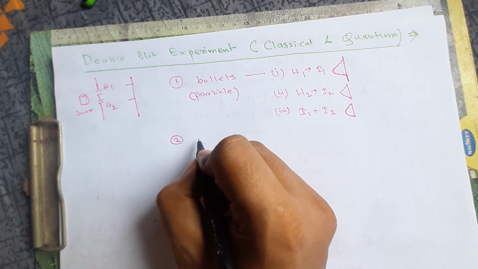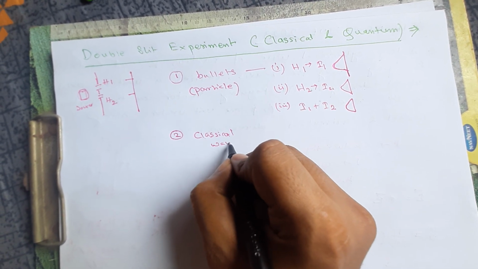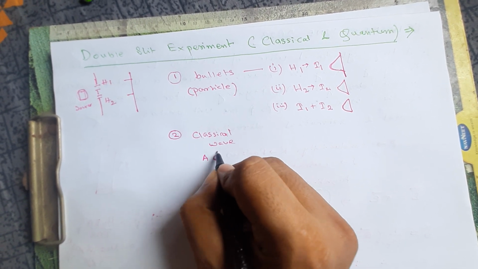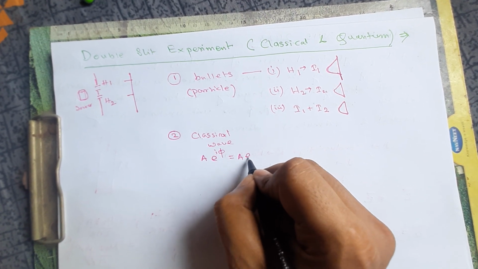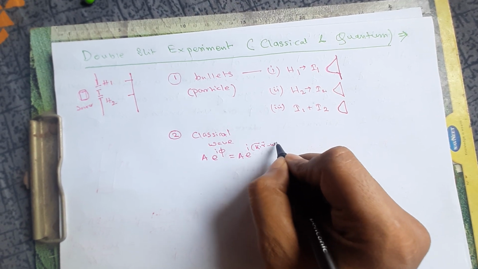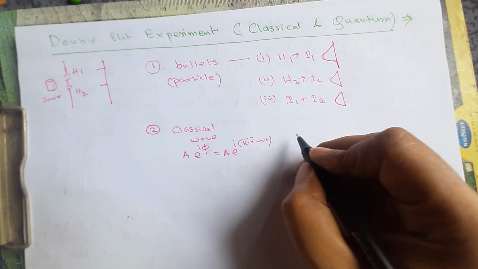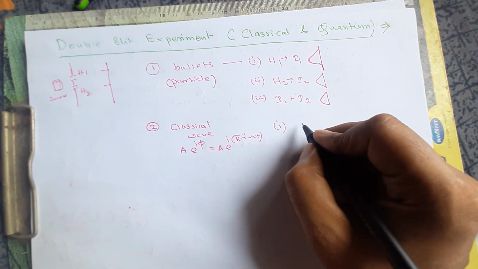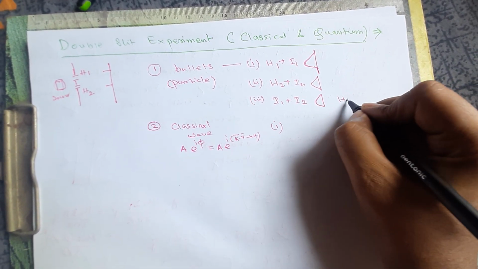Now we send a classical wave, which has an amplitude and a phase. The phase is nothing but k dot r minus omega t. So this is a classical wave, and we are sending it through the same experiment, the same slits. This is the hole 1 plus hole 2 case.